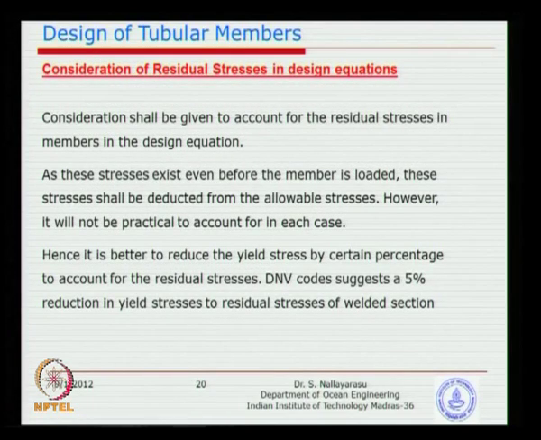So, how do we take this into account? Typically, API has not given any guidance; it is up to the designer to fix. But DNV codes suggest that if you have 350 megapascal as the design strength given to you as a target strength to be used in the design, you simply reduce it by 5%, which is good, because then you do not need to worry too much, except that the fabrication process should have a specification that the residual stresses should be kept less than 5%.